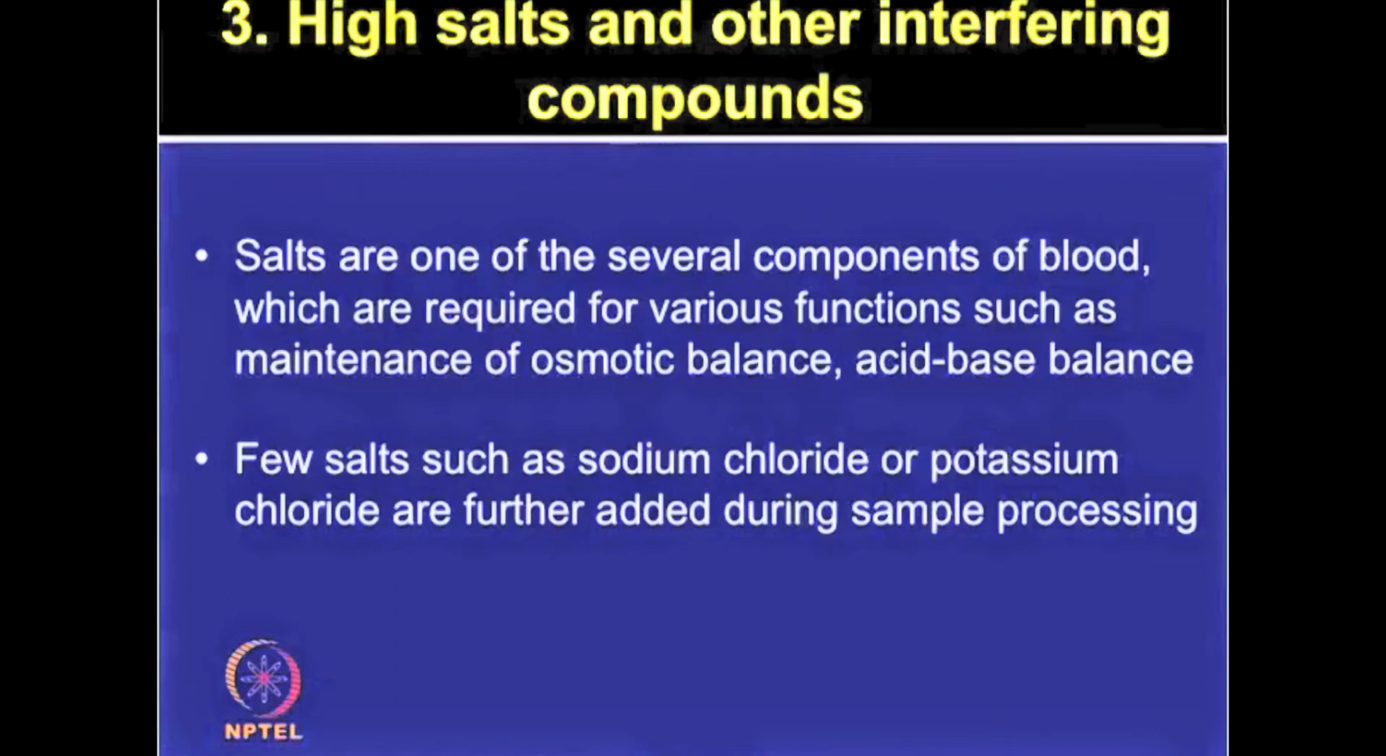A few salts such as sodium chloride or potassium chloride are also added when you are processing the serum sample. During this whole sample manipulation, due to the intrinsic salt present in the blood as well as extrinsic salt added during sample processing, the overall salt component becomes very high, and that creates problems for various types of proteomic applications. So, high salt and interfering compounds should be removed.